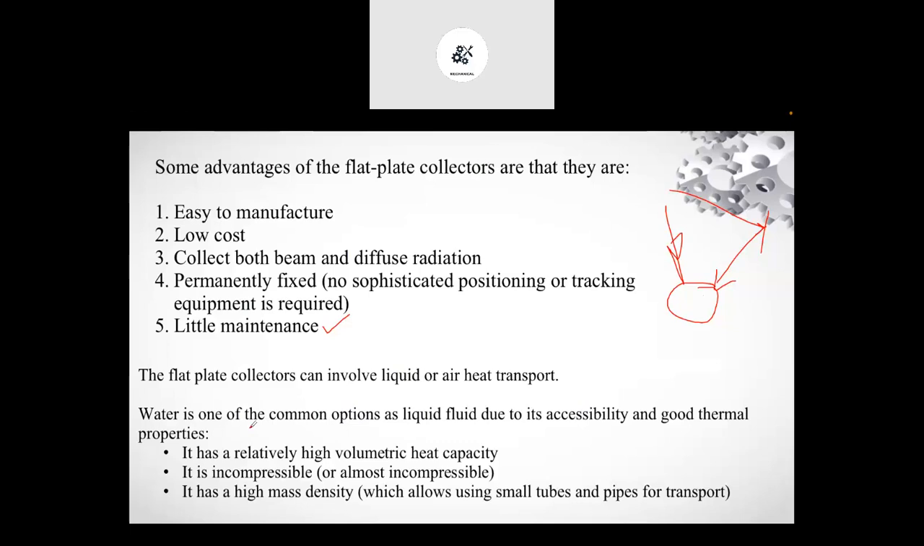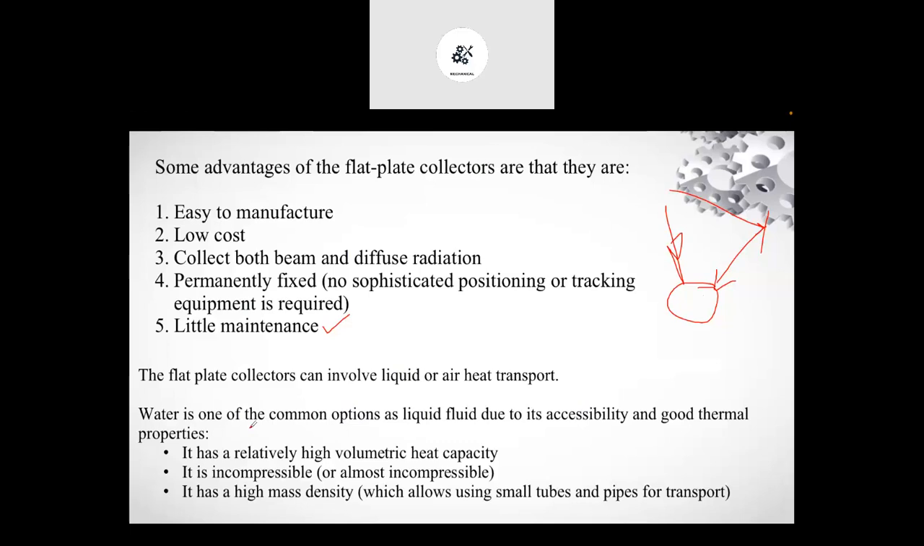It is an incompressible fluid because we cannot compress liquid water, and it has very high mass density, which allows using small tubes and pipes for transportation. So it will absorb more and more energy. Because of these thermophysical properties, we are mostly using water as a working fluid. So this is regarding the flat plate collector. Particularly, this is the old technique.